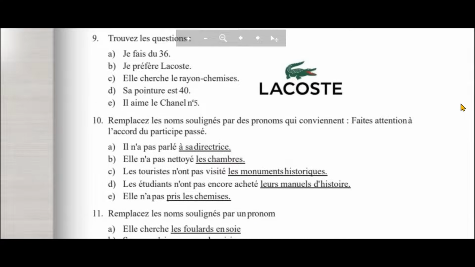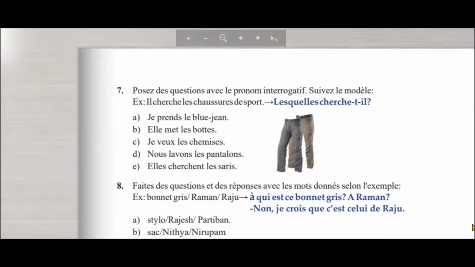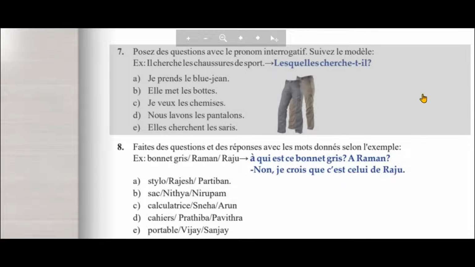So the seventh exercise, again, you're going to make use of the interrogative pronouns, but here you are also going to frame questions using the interrogative pronouns. They've given you an example. He is looking out, or he's searching for the sport shoes. Now, shoes is feminine plural, so you have to use lesquelles and then frame the question. So which ones is he searching for?